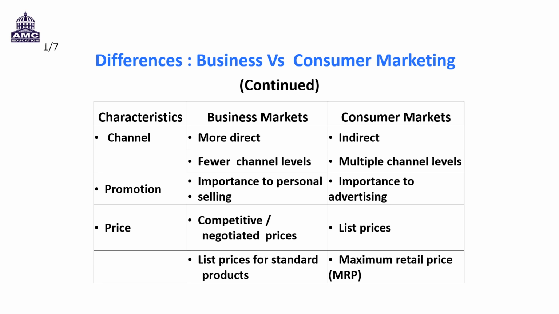Promotion in the business market is more personal selling, where the sales team will go personally and meet the industrial customer, and they will have a personal interaction, a demo of the product, all that they will do. So personal selling is important in the business market, whereas in the consumer market it's all advertising, which can be print media or digital media or any media they will use to advertise.